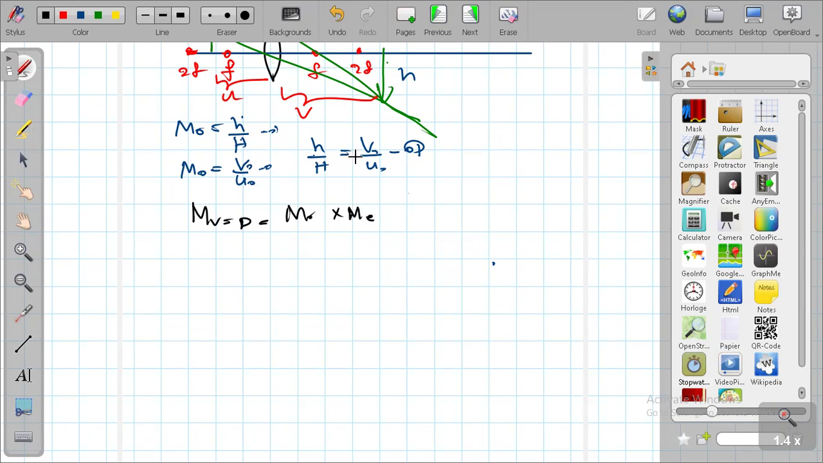But I have direct power. So I get V objective over U objective times ME. Let's put it like that, otherwise we will have trouble with all these FO terms. So the simple equation derivation is done. Now what is ME? What do I do now?